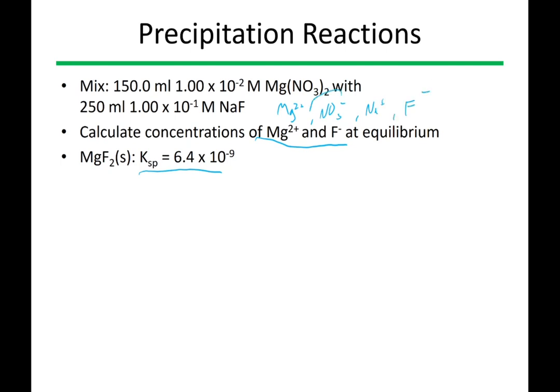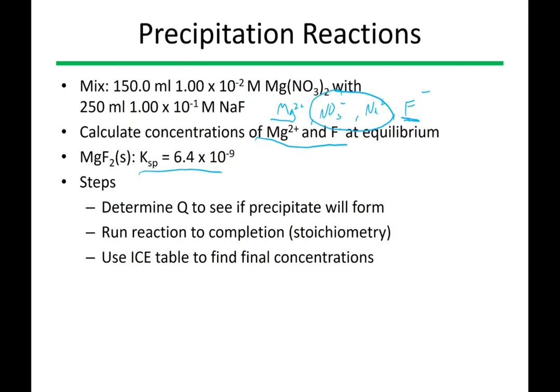So these other two ions, sodium and nitrate, won't make a precipitate. So we know the only solid that we can get is magnesium fluoride. And so what we'll do for this, first we'll determine if a precipitate will form. If no precipitate forms, then the amount of magnesium and fluoride that we have in solution will stay the same. If a precipitate will form, then we have to run the reaction to completion to see how much solid will form, and then use an ICE table at the end to find the final concentration.